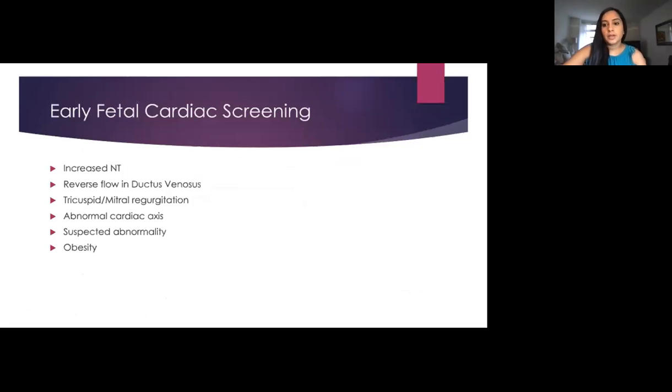So while many of the views we will discuss today are part of the AIUM protocol that Dr. Al-Kwatli and I are working on bringing here, there are some other reasons to focus on the heart in the first trimester, such as if you have an increased NT, if you see reverse flow in the ductus venosus, if you see any tricuspid or mitral regurgitation, if there is an abnormal cardiac axis, if there's any other suspected abnormality, or in a patient who has obesity.